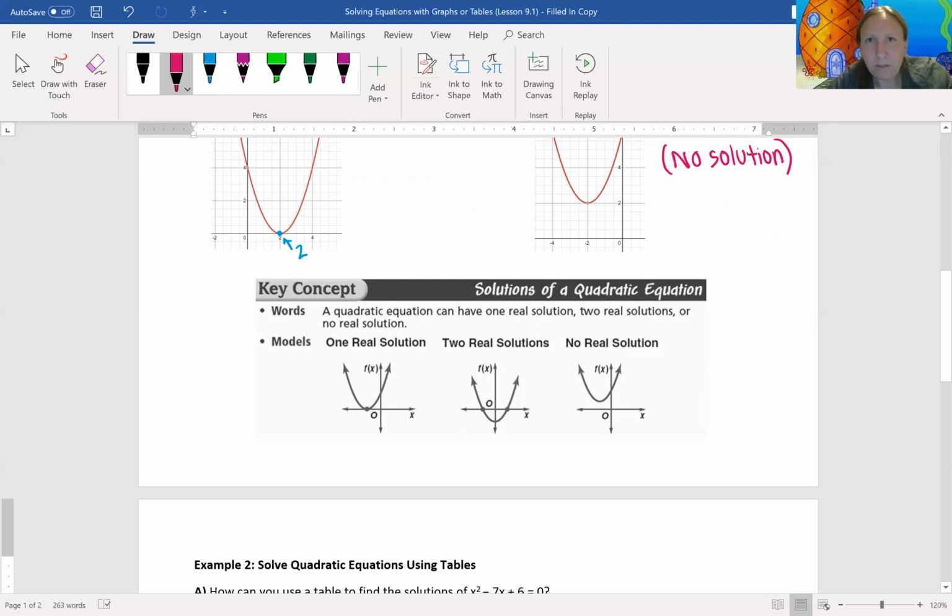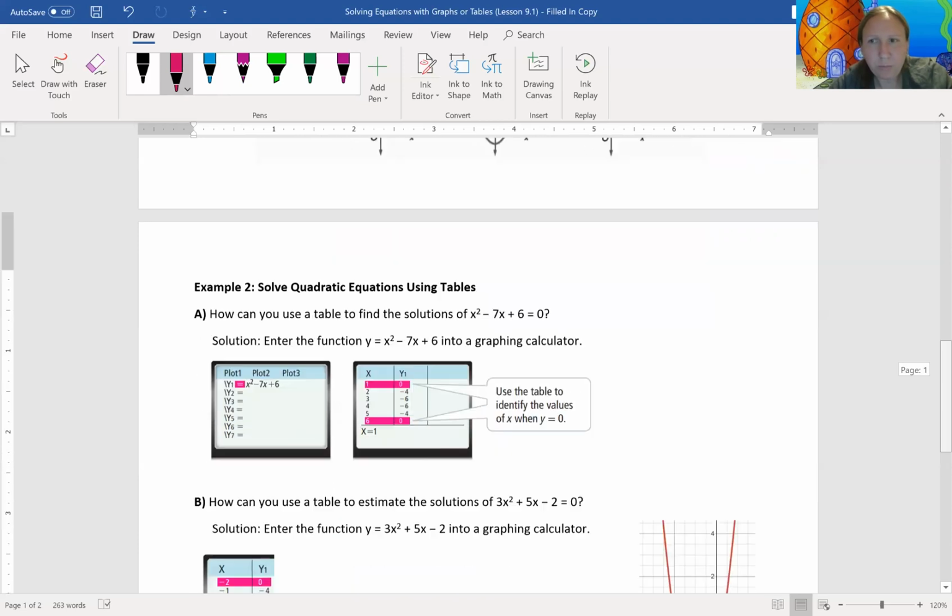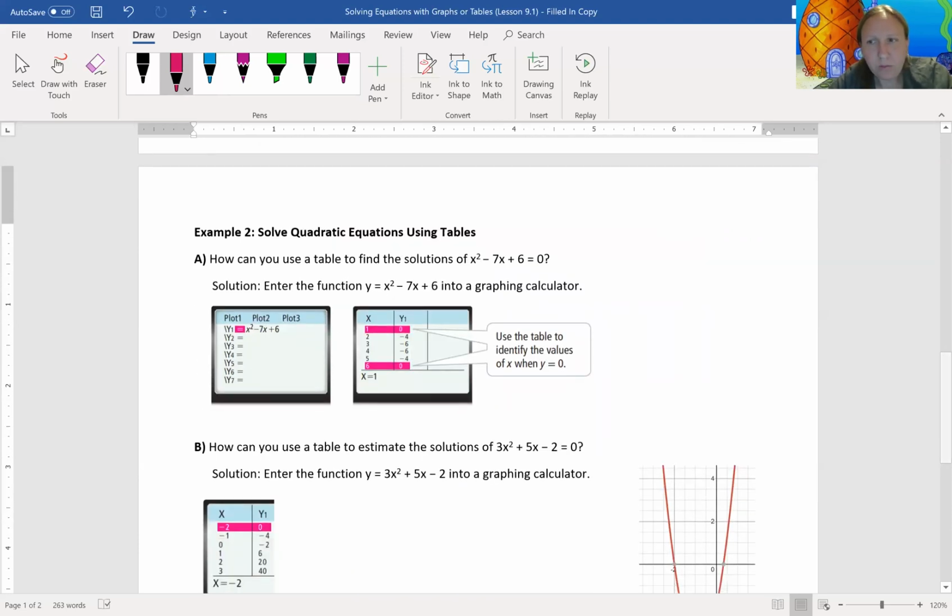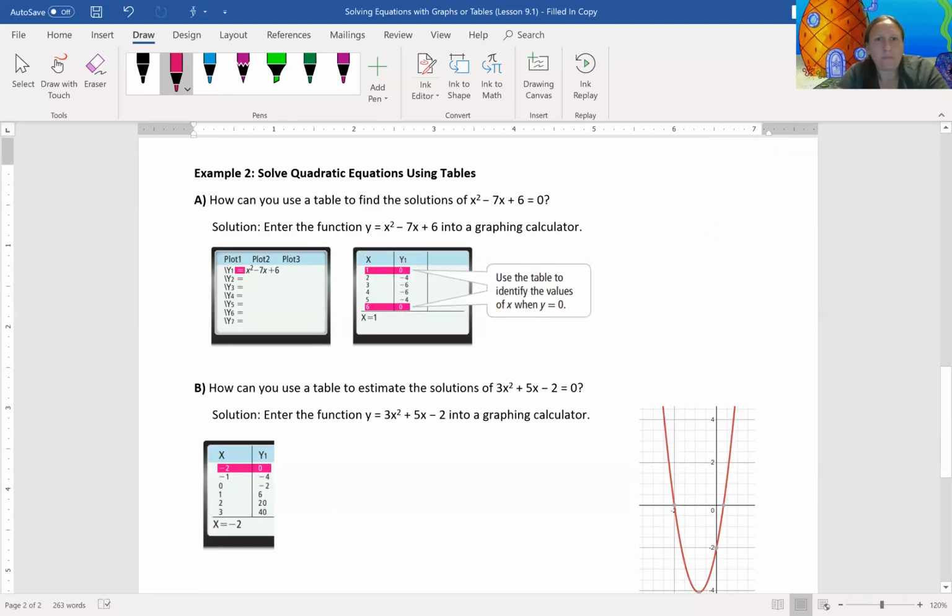Okay, let's go to example 2, using tables. So for our first one, we have x squared minus 7x plus 6 equals 0. How would you use a table to find the solutions of that? So really, at this point, you would have a graphing calculator, and you'd plug in that related function, y equals x squared minus 7x plus 6. And we would go to the table mode, and it would list our values of x and give values of y, but we're looking for those x-intercepts, meaning where the y is 0.